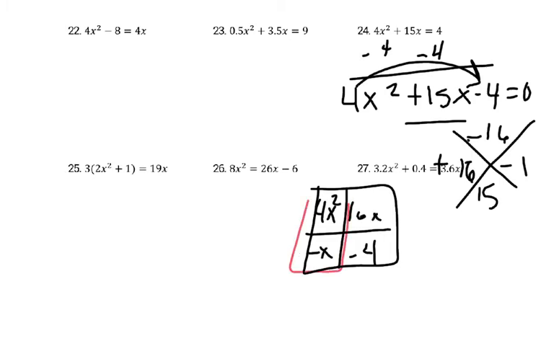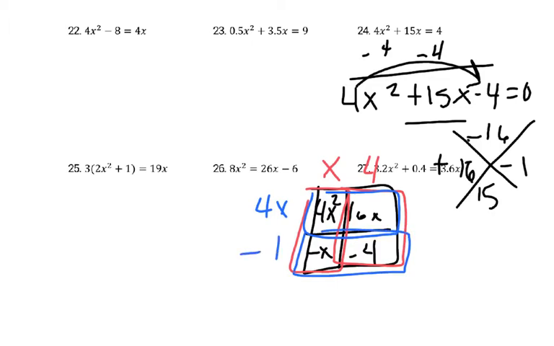GCF in the first column is x. GCF in the second column is 4. GCF in the first row is 4x. GCF in the second row is -1. So your solution so far, x plus 4, 4x minus 1.